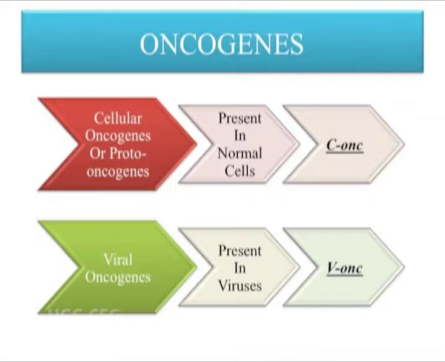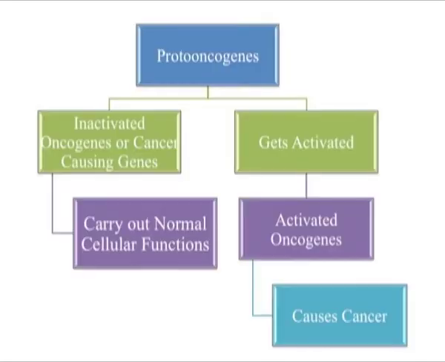The copy and sequence of genes present in normal cells is known as the cellular oncogenes or proto-oncogenes and are denoted by CONC. The version of genes present in viruses is known as viral oncogenes and are denoted by VONC. Most of the oncogenes have originated from normal cellular genes. These genes carry out normal cellular functions and are called inactivated cancer causing genes, the proto-oncogenes. When they get activated and cause cancer, they are termed as oncogenes.